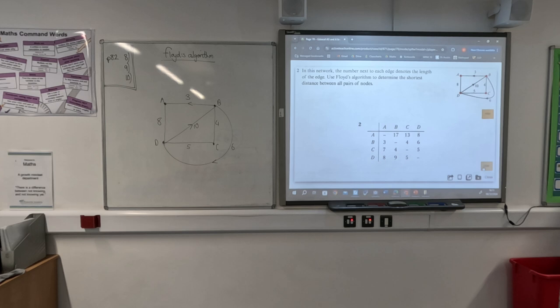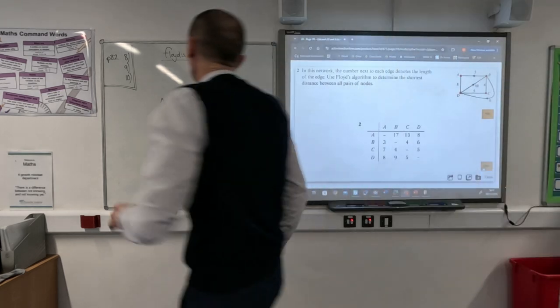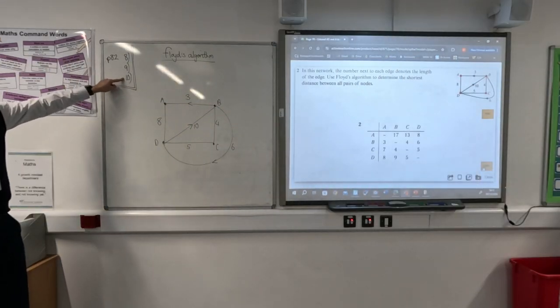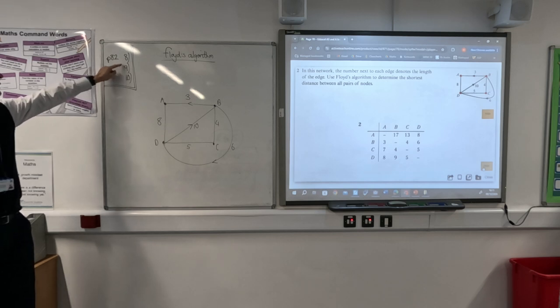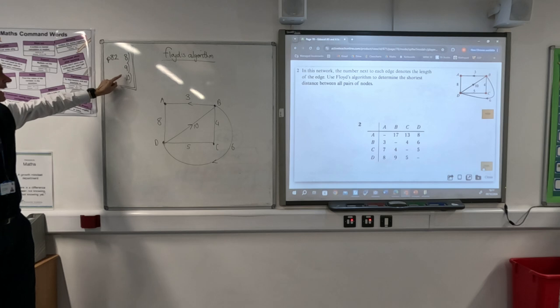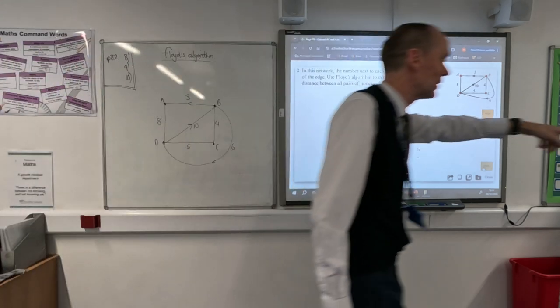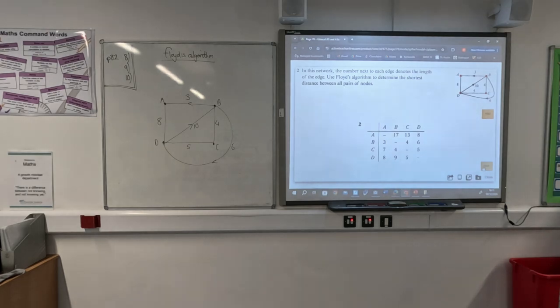And this question doesn't ask for a route, it just asks for the shortest distance between the pairs of nodes. Question 10 in the mixed exercise is another one of these. Question 9 is a Prim's and Kruskal's question. So you've got a Dijkstra's, Prim's and Kruskal's, and then another Floyd. But try and finish this one off as well. I'll do it at home as well and send it to you.